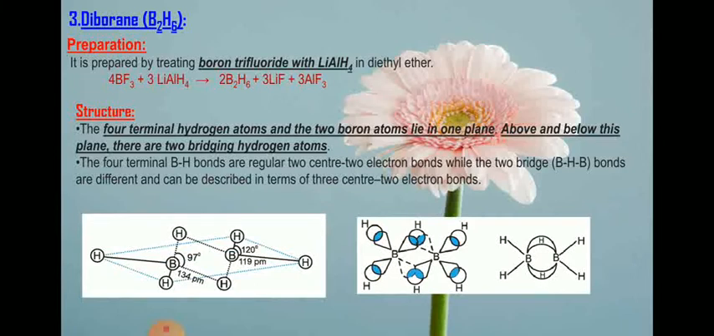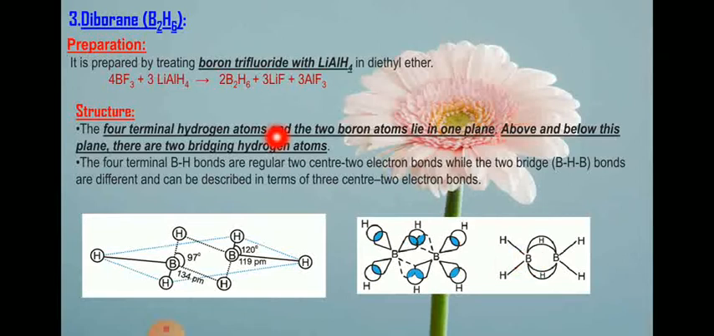The 4 terminal hydrogen atoms, that means look at this structure, the 4 terminal end hydrogen atoms and the 2 boron atoms, these 2 boron atoms and the 4 terminal hydrogen atoms, they are in one plane. They lie in one plane. Whereas above and below this plane, there are 2 bridging hydrogen atoms. Can you see another hydrogen here?